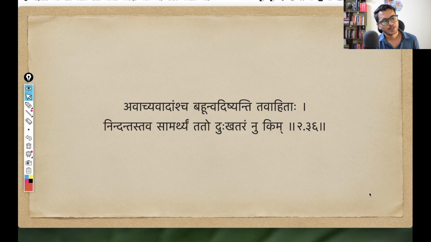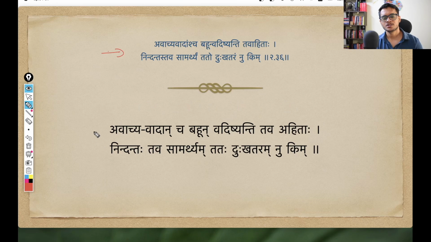Okay, so this is the shloka that we have today. Let me go through the shloka once. Avachya vadamscha bahun vadishyanti tavahitaha nindantastava samarthyam tato dukkhataram nukim. Okay, so here is the original Sanskrit shloka and this is the Sandhi Vichcheda of the same shloka.